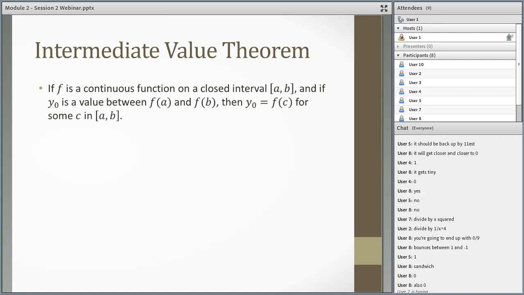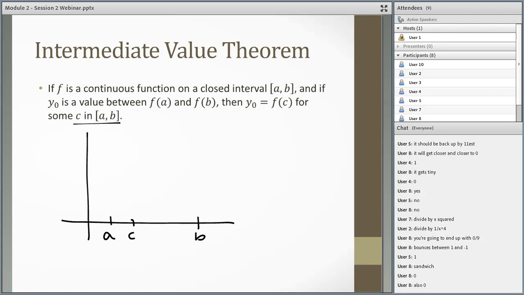So the intermediate value theorem: if I have a function that's continuous, so there's no breaks in the graph, on a closed interval AB, closed interval just means on some interval AB, including the endpoints. And C is some value that's in between A and B, anywhere. So C could be right there, or anywhere in between the two.